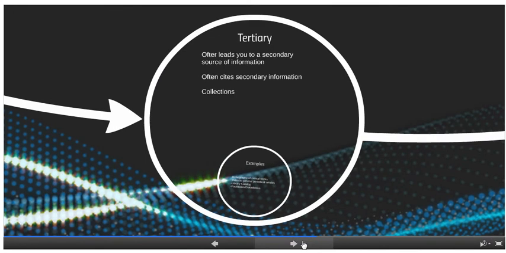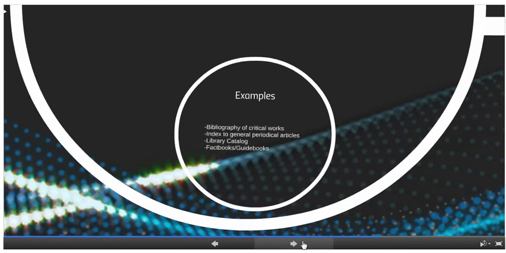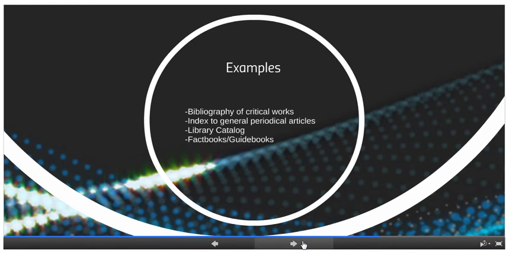Tertiary sources of information often lead you to secondary sources of information. They often cite secondary information, and they are often collections of information. Some examples might be a biography of critical works, an index to general periodical articles, a library catalog, fact books, or guidebooks.